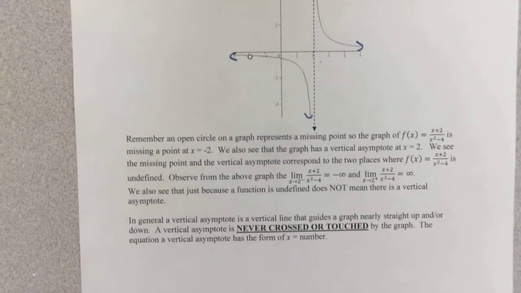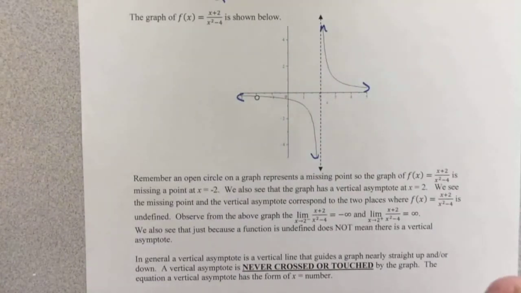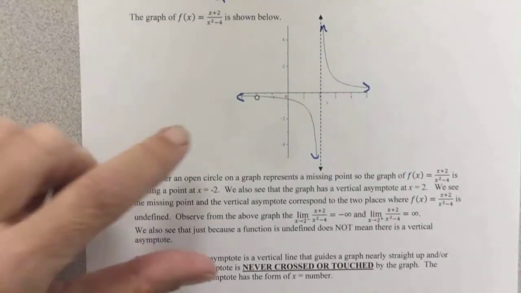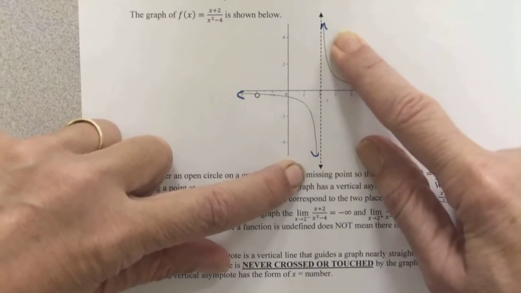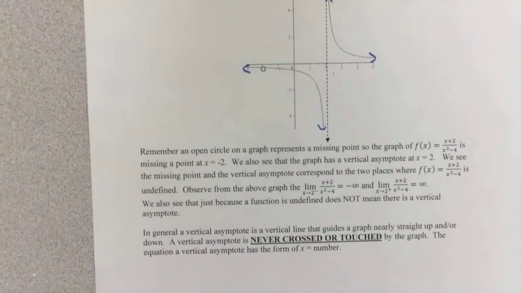Now, in general, a vertical asymptote is a vertical line that guides a graph nearly straight up or down. A vertical asymptote is never crossed or touched by the graph, because first and foremost, the function was undefined there. If the function is undefined, there's not going to be a point on the graph. A vertical asymptote really is just an imaginary guideline. It's showing us what's happening to the function on either side of it. It's never crossed or touched by the graph.